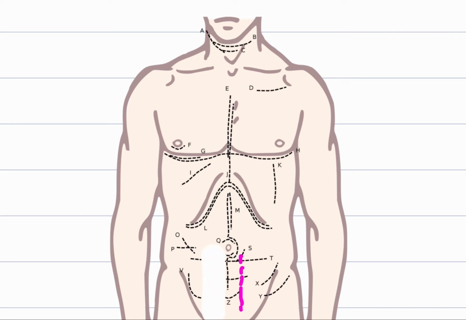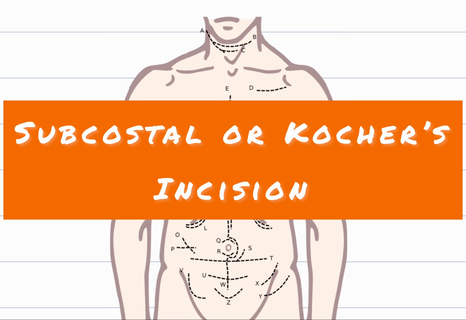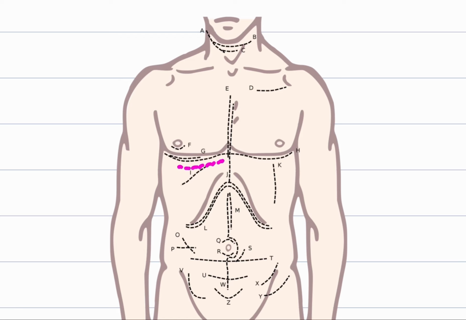Now I will be discussing a very important one, that is the subcostal incision, also known as Kocher's incision. It extends 10 centimeter, and it is 2.5 centimeter below the right subcostal margin and parallel to it. That means if this is the right subcostal margin, then the incision would be 2.5 centimeter below and parallel. This is the incision, and I'll be changing the color for it. So this red one will be the subcostal margin, and the pinkish one will be the incision. So this incision is also known as Kocher's incision.